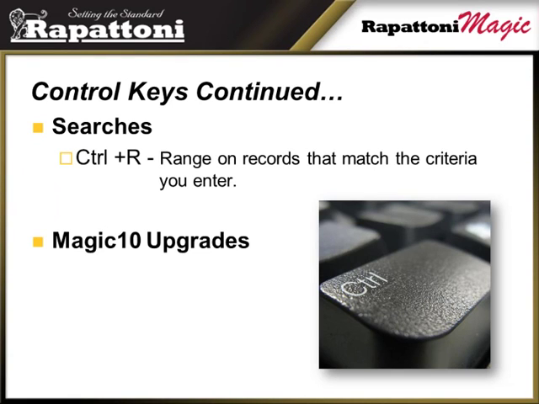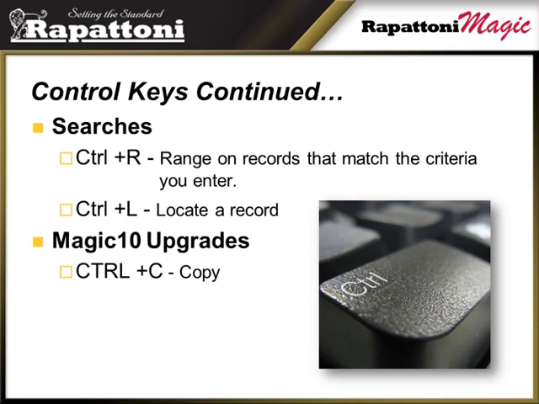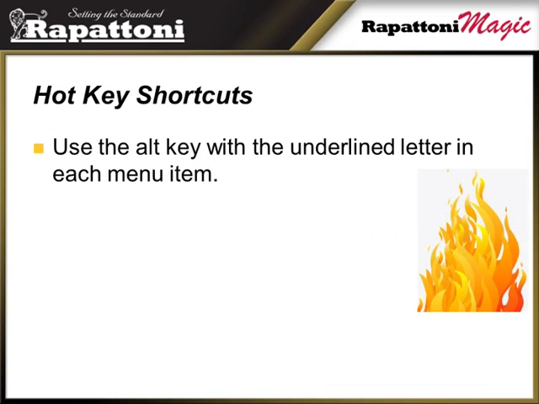Let's review. First, we looked at our Control R and our Control L combinations. Those are to range on records or to locate a record within your entire database. And then we talked about the Magic 10 upgrades with Control C for copy, Control X for cut, and Control V for paste. So it's not a CSV, it's a CXV.